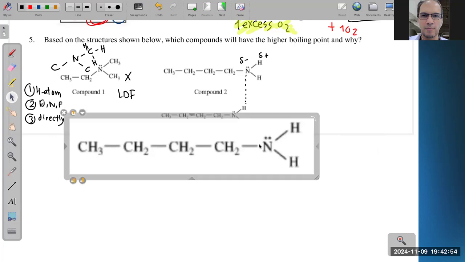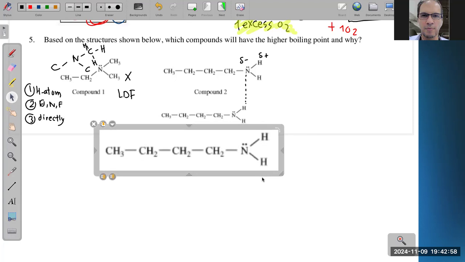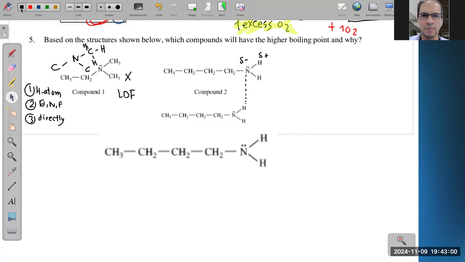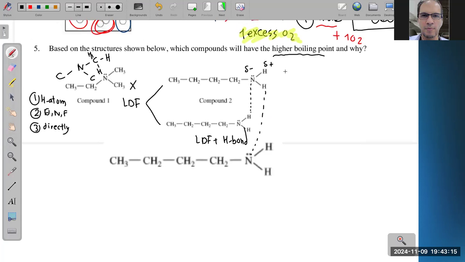So it can make a bond with this hydrogen. So the hydrogen will attach to the nitrogen of the other molecule. So this one has LDF plus hydrogen bond. So this one, of course, will have stronger intermolecular forces, and so a higher boiling point, and that's how it's explained.